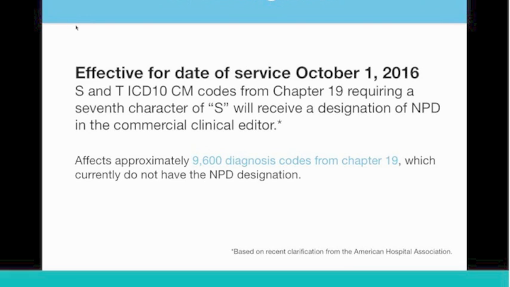Something new that started October 1st of this year was the NPD designation, which means not a primary diagnosis. So any code from Chapter 19 that requires the 7th character of S or T will receive a designation of NPD in the Commercial Clinical Editor. This affects 9,600 diagnosis codes from Chapter 19, which currently do not have the NPD designation. And this is based on a recent clarification from the American Hospital Association.